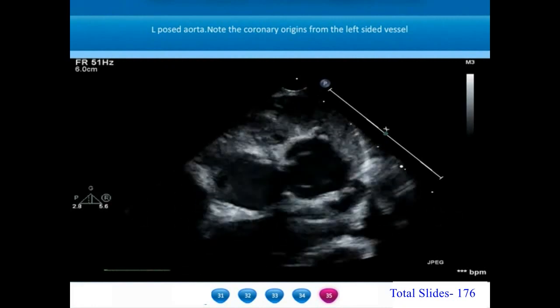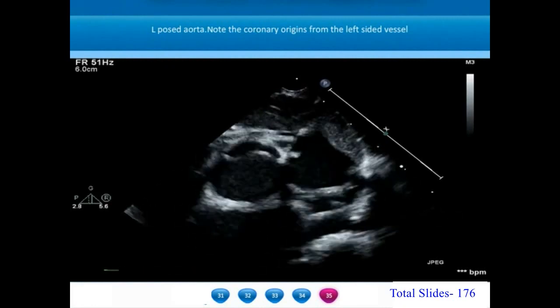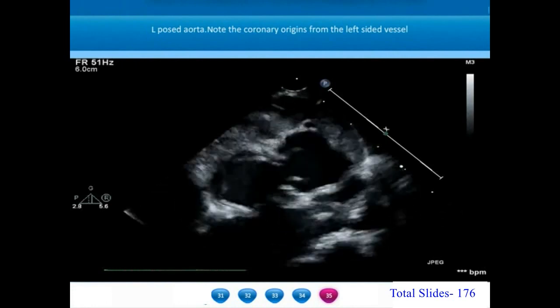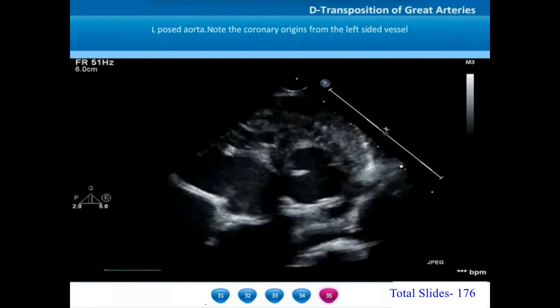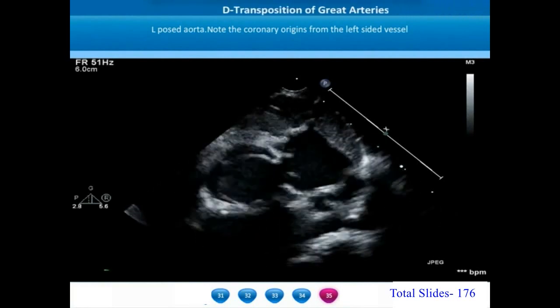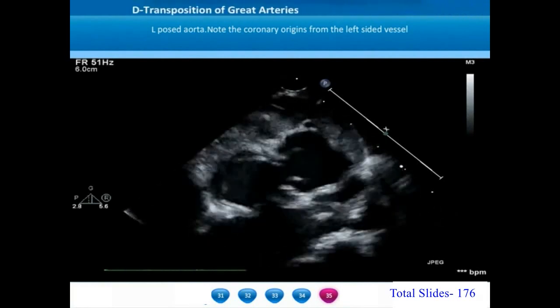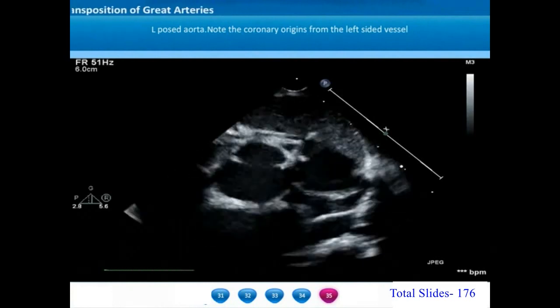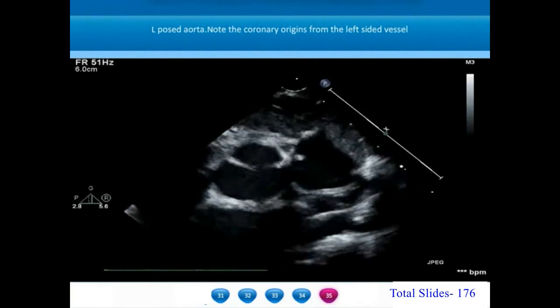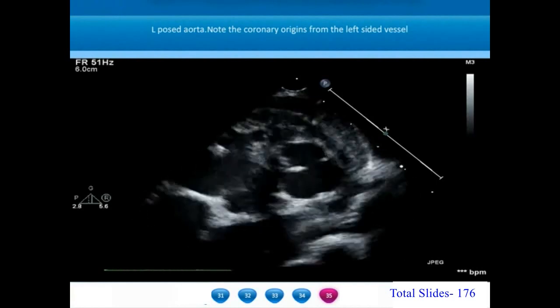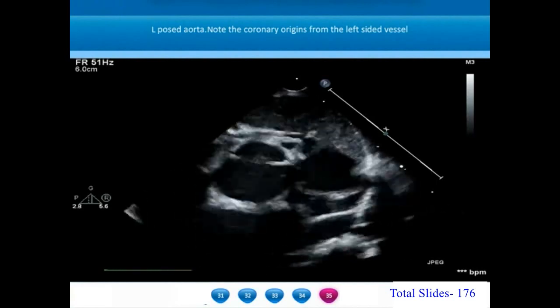When we see two blood vessels, one of them lying left and anterior to the other, we should carefully look at the coronary origin. Here in this example, we can identify that the coronary arteries are originating from the vessel which is left and anterior. So we know that the aorta is left and anterior to the main pulmonary artery.